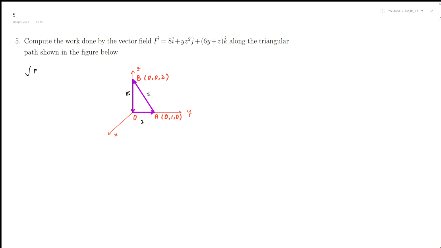The formula for work done is the integral of F dot dr, going from 0 to A to B to 0 again. So this is a closed path, and we are supposed to find a closed loop integral of this F. So this is our work done formula. We break this line integral into three parts: first we will find part 1, then part 2, then part 3.